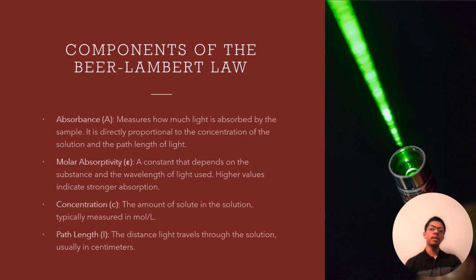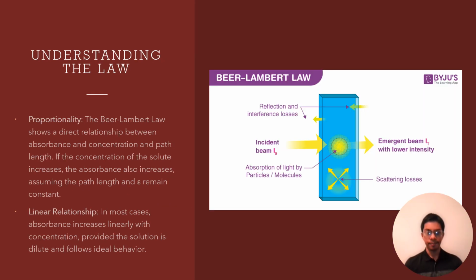Now, concentration, C, is the amount of solute in the solution, typically measured in moles per liter, which is basically how much of the actual chemical being measured is within the total solution being experimented on. And now path length. Path length is the distance that light has to travel through the solution, which is usually measured in centimeters. It's always very important to make sure you're watching out for your units, because they are going to be asking for those, and you want to make sure that you don't lose some easy points because of units.